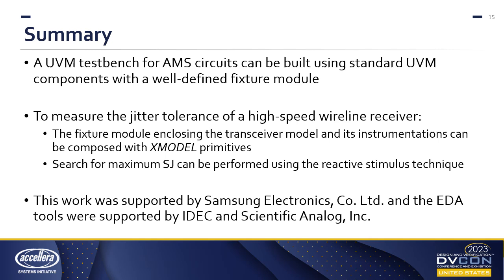I hope you're now convinced that a UVM test bench for an AMS circuit requires nothing but a well-defined fixture module. For the rest, you can keep using the standard UVM components. For this example of measuring the jitter tolerance of a high-speed receiver, we built a fixture module enclosing the transceiver model and its instrumentation using the XModel primitives. And we performed the search for the maximum SJ using the reactive stimulus technique.